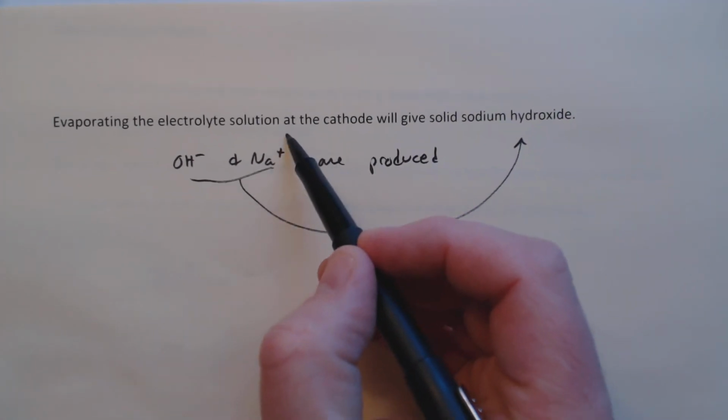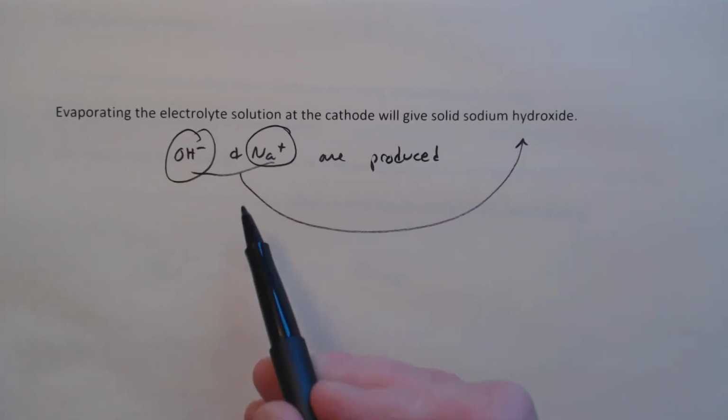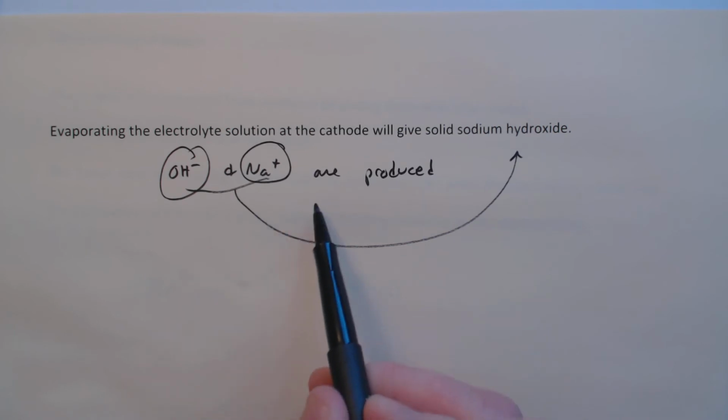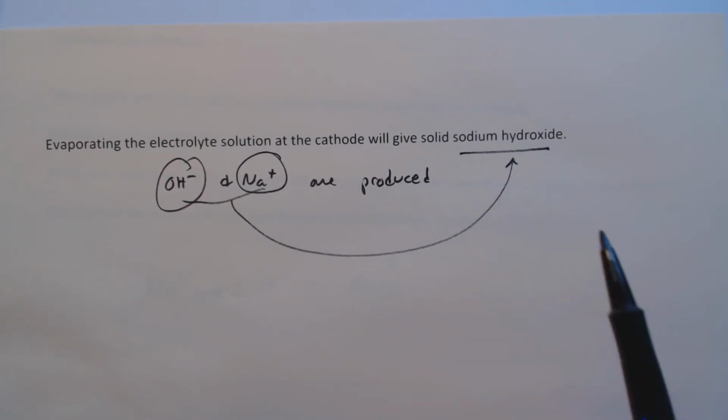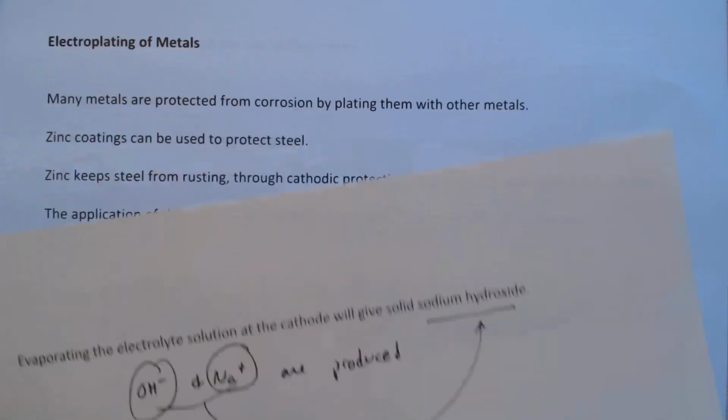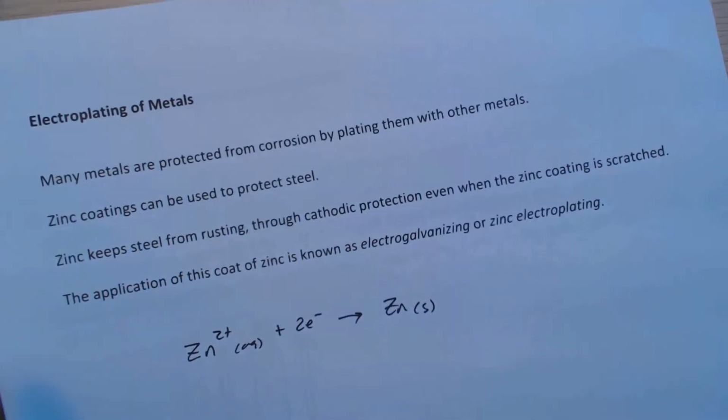Since sodium ion is left behind and OH minus is produced, if we evaporate off the solution, we are left with sodium hydroxide. So you can produce sodium hydroxide this way. Okay, and then the last couple of things here.